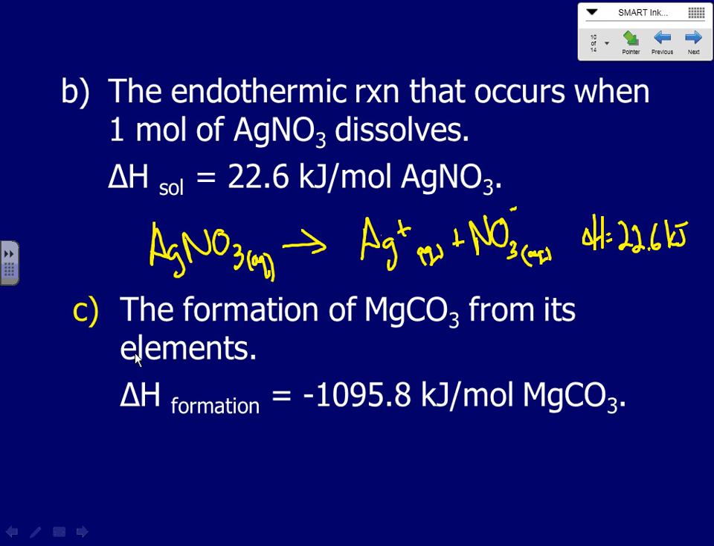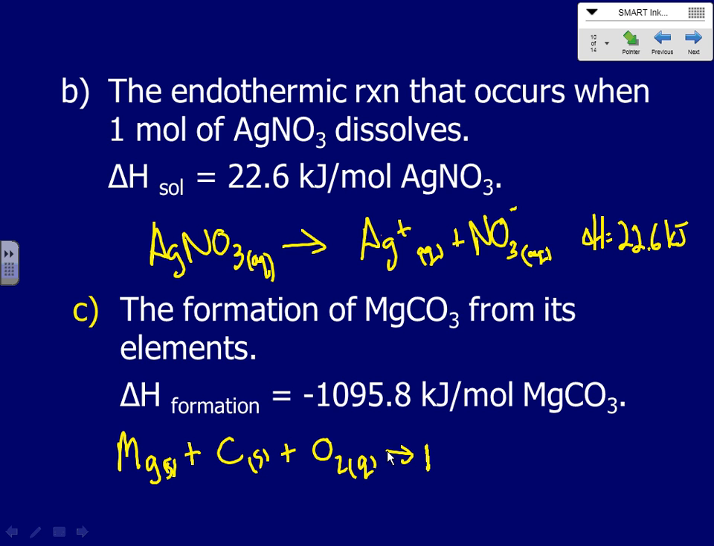The formation of MgCO3 from its elements. A formation reaction, and we're going to learn more about formation reactions, is a reaction that creates the substance from its elements. So I'm going to start with, because we're going to create some magnesium carbonate, I need to look at each of the elements. And this is Mg solid, because that's how I find magnesium on the periodic table in a solid state, plus some carbon solid, and some oxygen O2 gas.